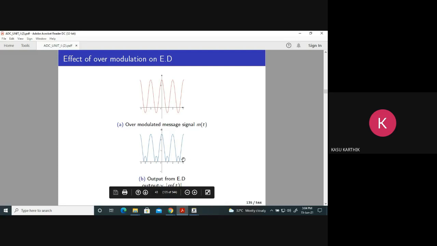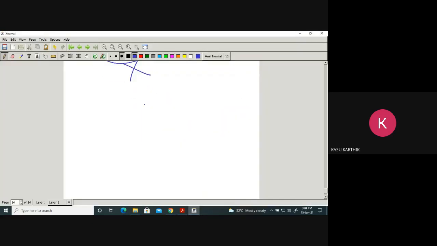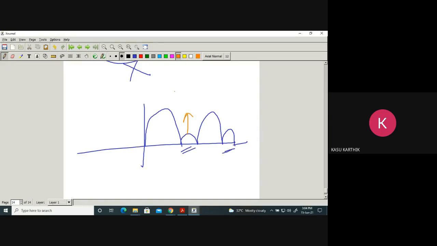So what is happening here? The message signal is rectified. It is something like rectification. You might have seen these things already. What are you getting? You're getting something like this. These portions are rectified. You already know the full wave rectifier. What is the output of a full wave rectifier? Something like this only. So these portions are rectified whenever mu is more than 1. That's why it cannot be demodulated using an envelope detector.